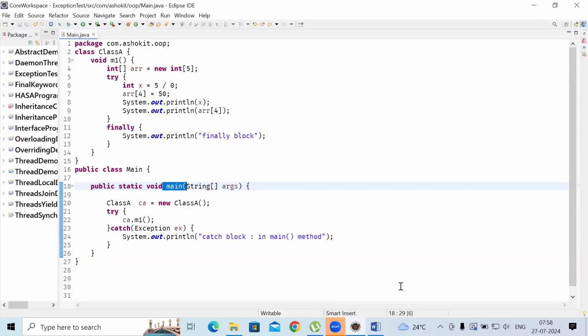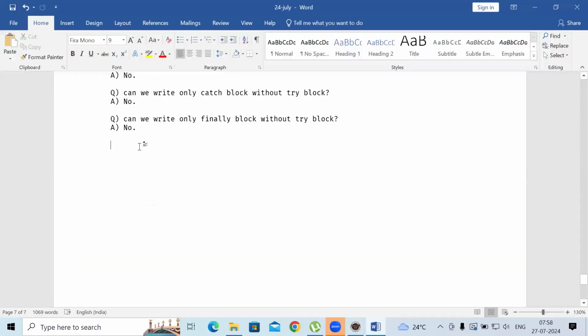Okay, I'll write this like a question and answer, with this example also. I'll give this example for you. Question: if we write a try block followed by a finally block.